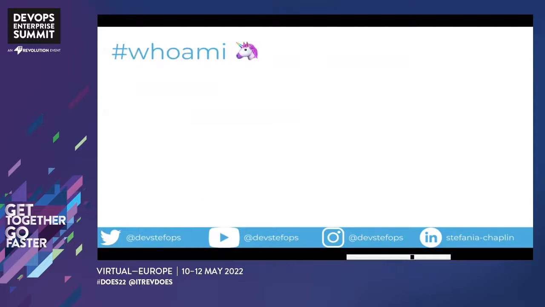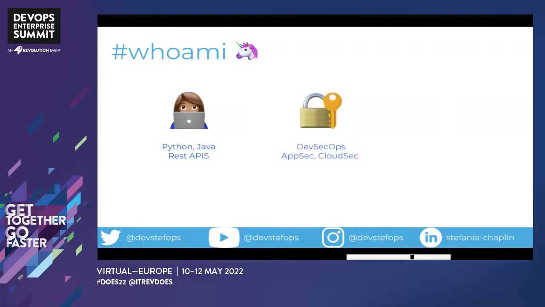So, who am I? I used to be a developer. Python, Java, REST APIs. I was one of those cool people that when you give a JSON and you're looking for a specific value, I can give you the command with all of the square and squiggly brackets to get you what you need. Then I moved into the wonderful world of security, focusing on DevSecOps, application security, software composition analysis, and cloud security as well. And now I work at GitLab, DevOps platform or end-to-end DevOps.